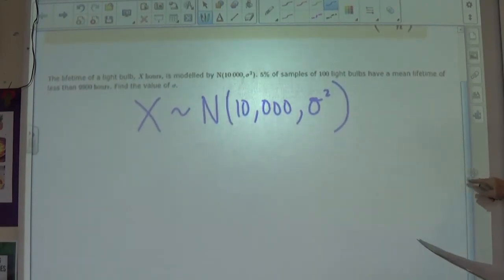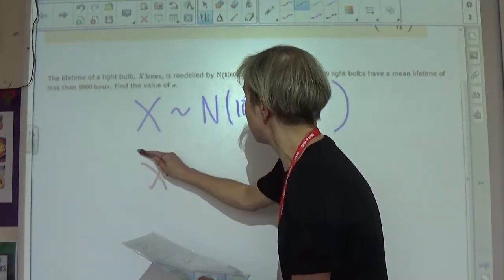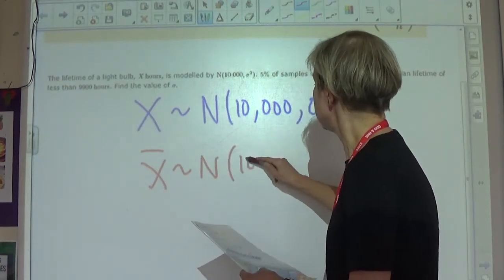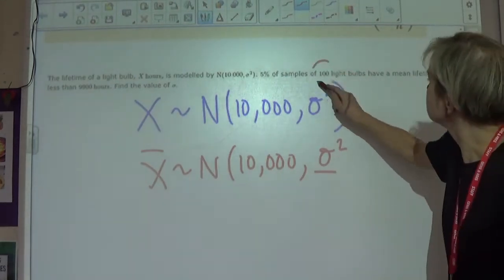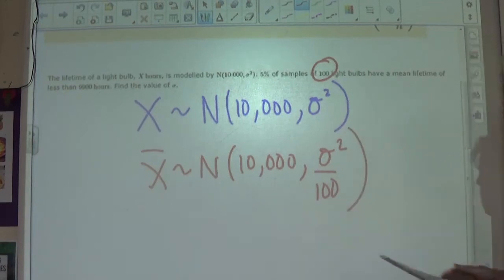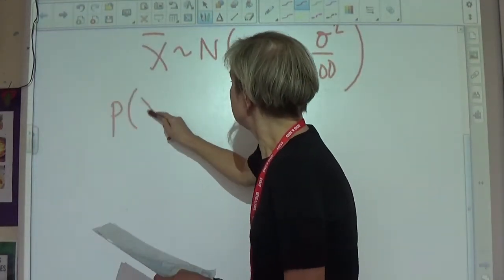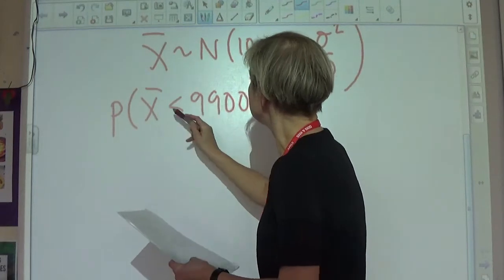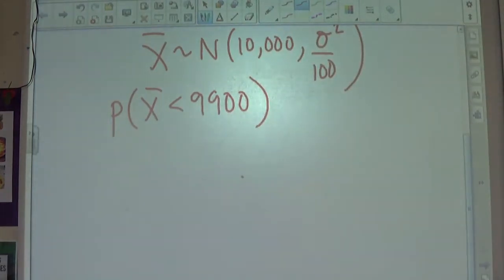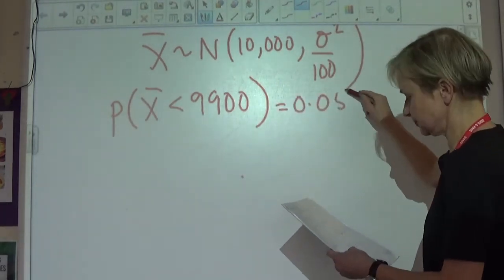So you know that if that's our distribution of x, our distribution of x bar will be normally distributed with exactly the same mean, but you've got a sample of 100. So that's going to have a variance of sigma squared over 100. You've been told that the probability of being less than 9,900 is 5%. Because this is the normal distribution, we don't ever have equal to, because we can't find precisely equal to.